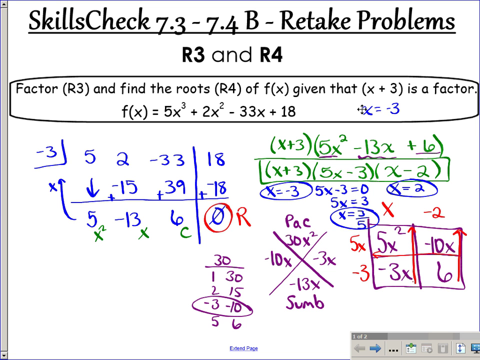Okay, so you can see that for both R3 and R4 you approach the problems the same, but you just need to take it one extra step further for R4. Hope this helped.